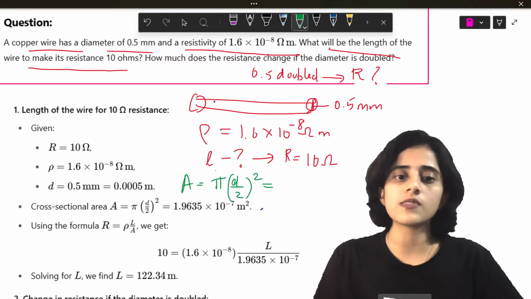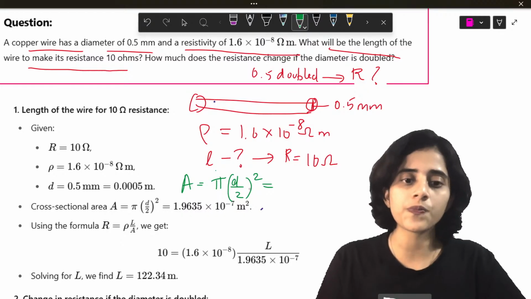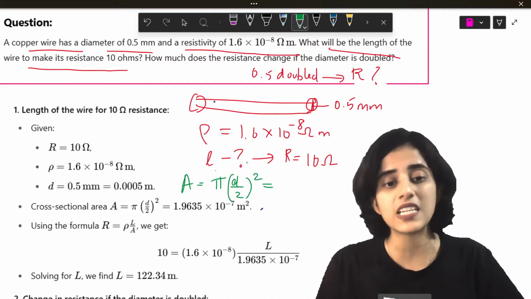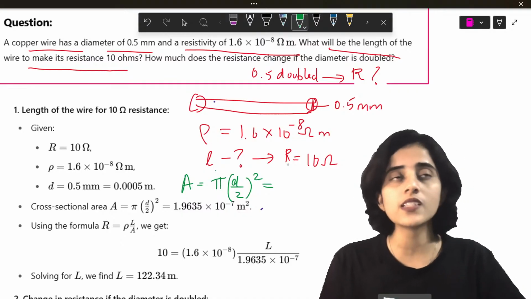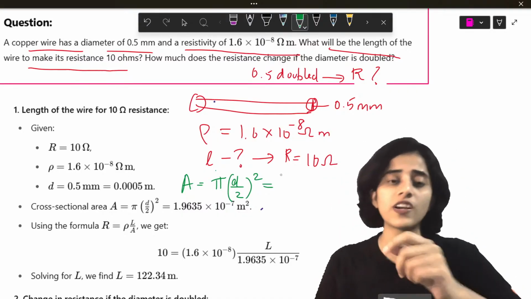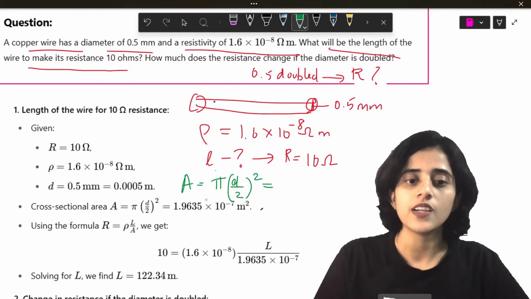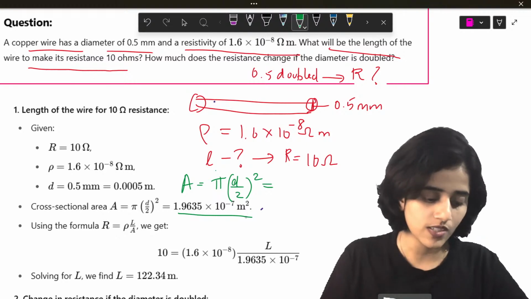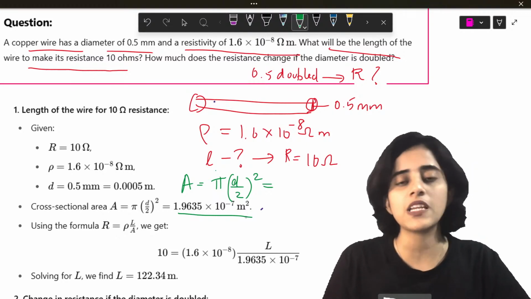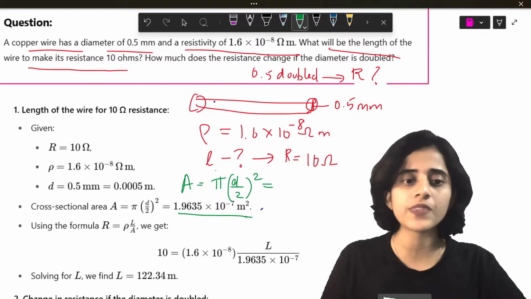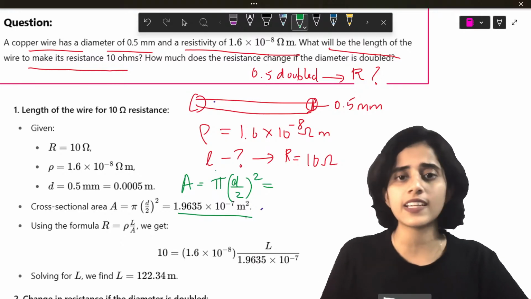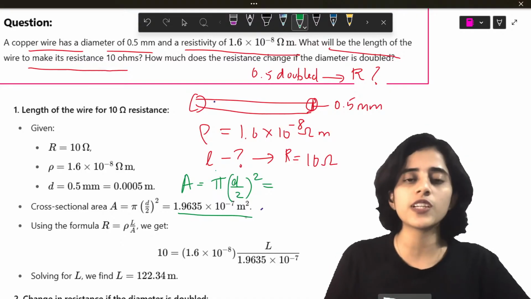Okay, so pi into 0.5 mm, which should be converted into meters. So 0.00, how many? You find out and do it. You will get 1.9635 into 10 raised to minus 7 meters square. Okay, so that's how I get the area. Now some of you are asking me, ma'am, why did I find area? Because what is given to you, dear?